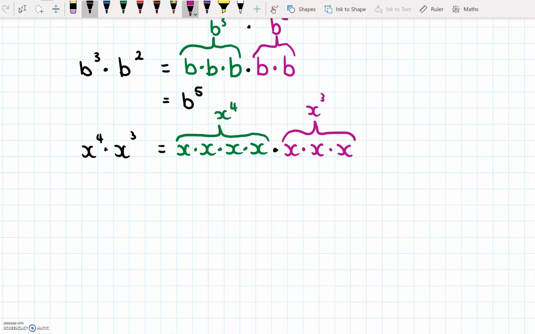And if we multiply those together, what we end up with is x to the power of 1, 2, 3, 4, 5, 6, 7. Okay, now we have a rule for this. All right, and hopefully you've already worked it out.